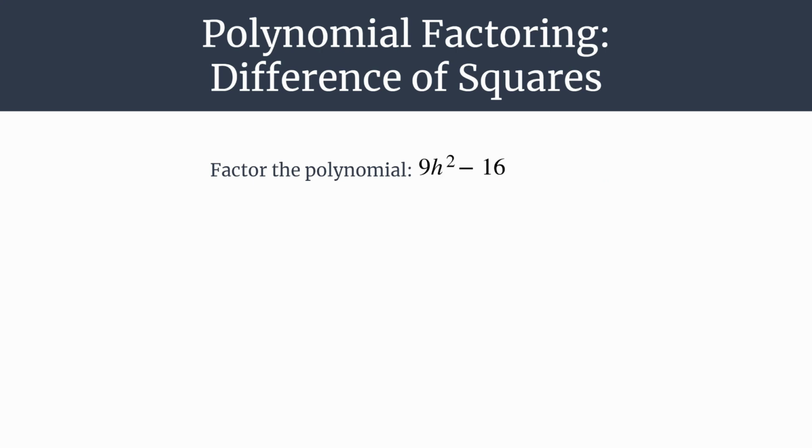So recall we have a general form or template for difference of squares. Think a squared minus b squared. And that is going to be factored into two binomials, a plus b times a minus b.